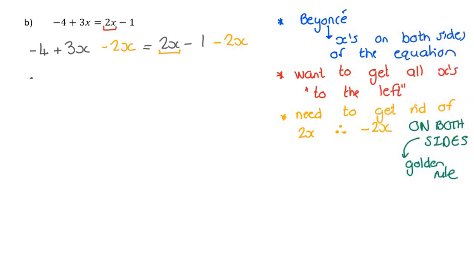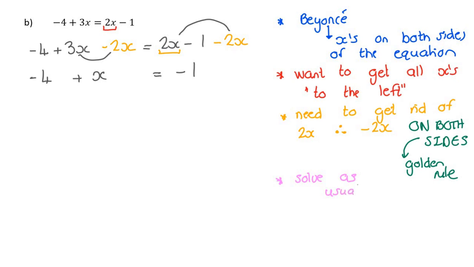So now I have negative 4, I have 3x take away 2x, which is x, and here I have 2x take away 2x, and I'm hoping they disappear because that was the point. Now we're back to solving a very easy equation as usual. So I'm just going to write here, solve as usual.